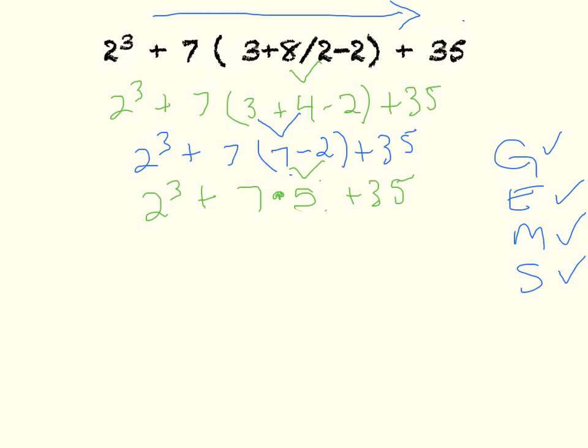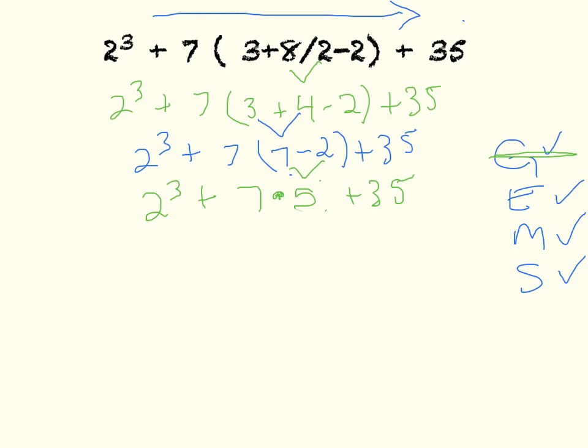Now I go back and look at my GEMS. Well, I know all my grouping is taken care of, so now I can cross out grouping. Now I'm going to look for exponents. Do I have an exponent in my problem? The answer is yes. I've got an exponent right here. So I need to solve for this first.